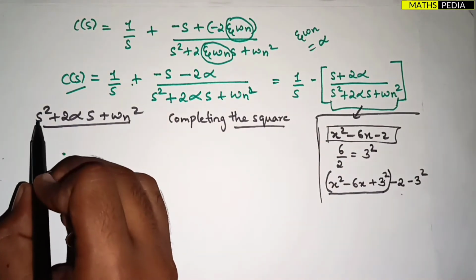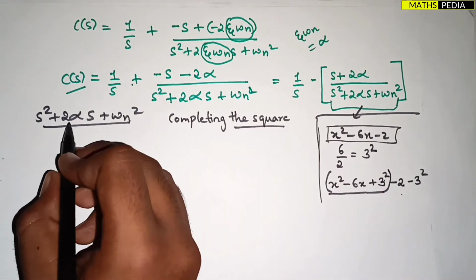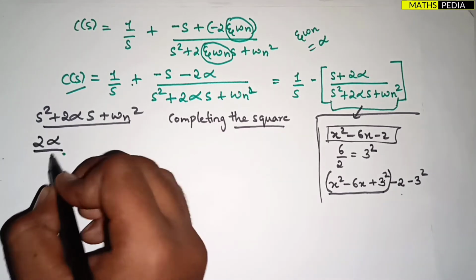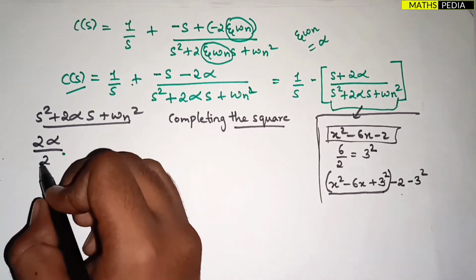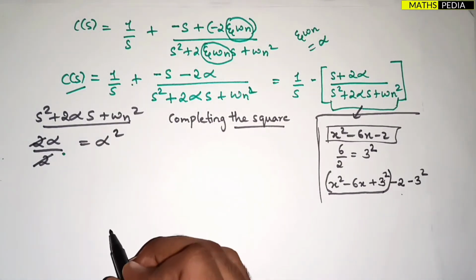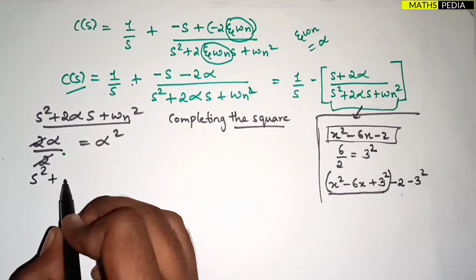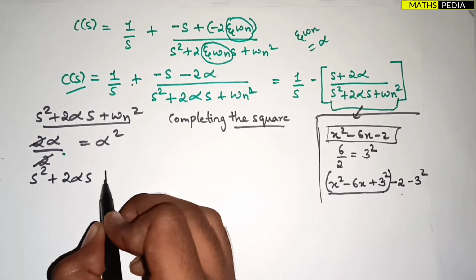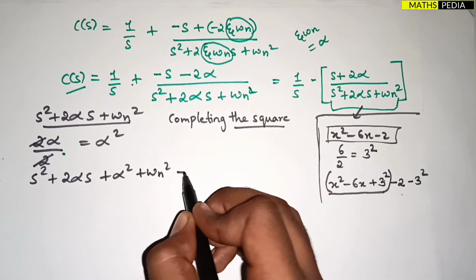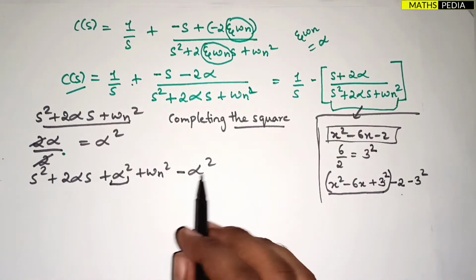As you can see here, s square plus 2 alpha s plus omega n square. Compare with this, the middle term is 2 alpha, and s is the variable here. So the middle term I'll take and divide by 2. This 2 gets cancelled. What is the answer? Alpha. I have to square this alpha, so it becomes alpha square. So I need to add it to this term. So s square plus 2 alpha s plus alpha square plus this omega n square. Then I need to subtract whatever I have added. Here I have added alpha square, so I need to subtract that alpha square.